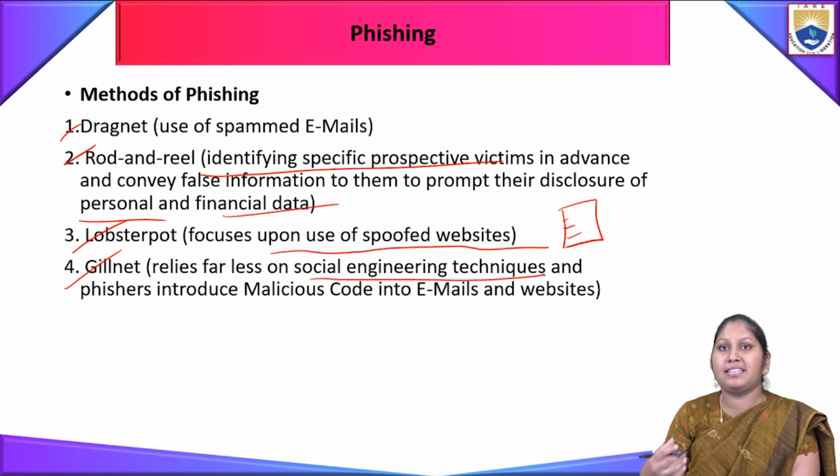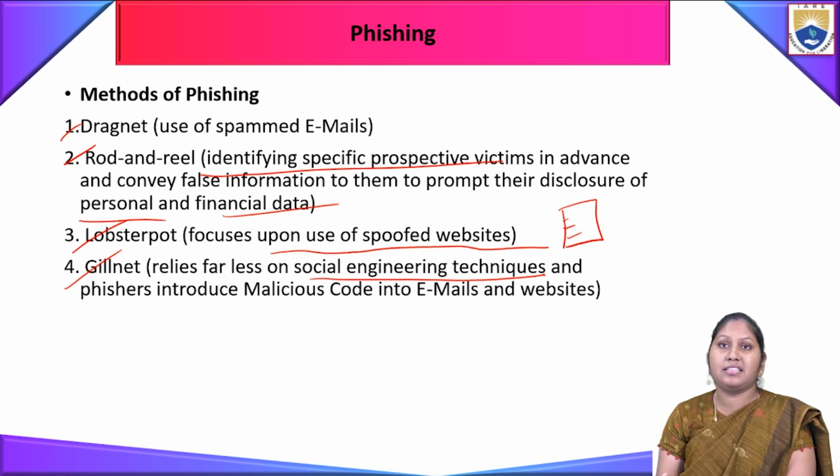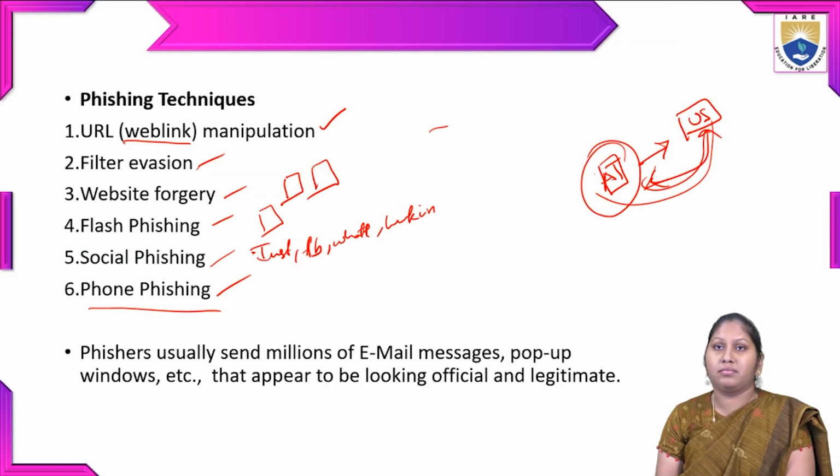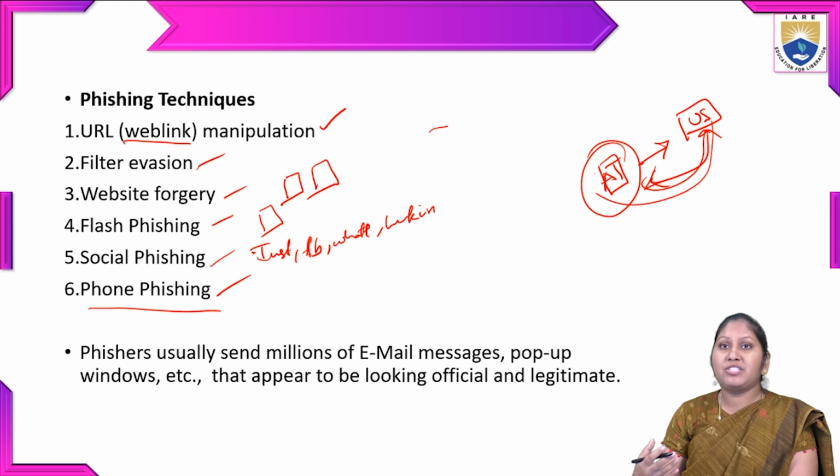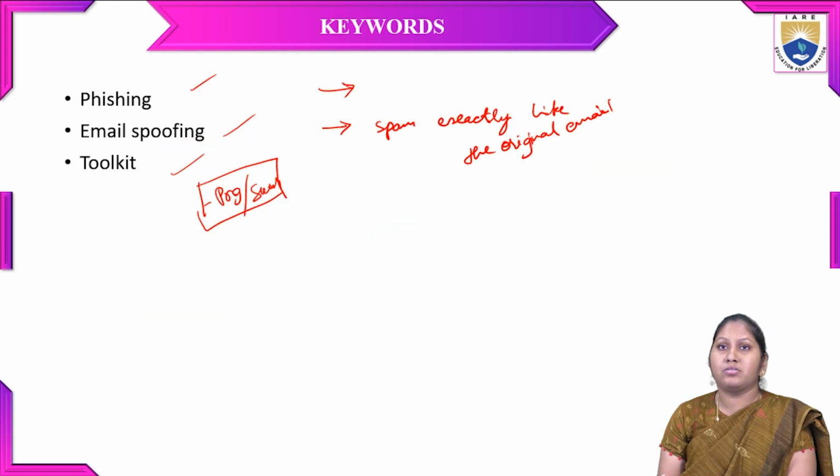So methods of phishing. What are the methods? Dragnet, rod and reel, lobster pot, gillnet. These are some methods. And what are the phishing techniques? URL manipulation, filter evasion, website forgery, flash phishing, social phishing, phone phishing. So these are all phishing techniques. And these are the keywords: phishing, email spoofing, toolkit.